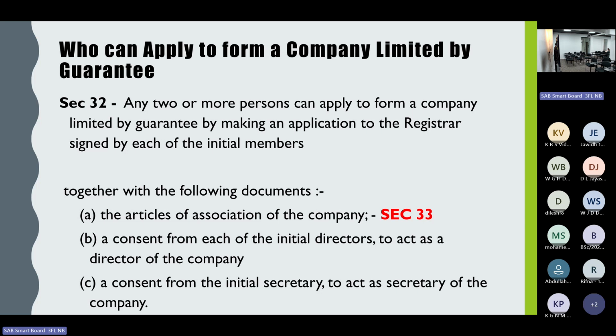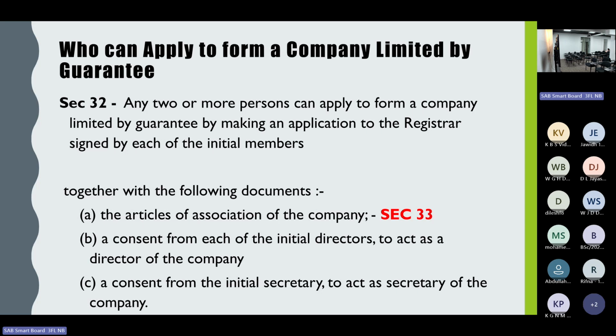For the guarantee company, minimum members are 2. That is, I said any 2 or more persons. For a limited company, any person, no, one person, right? That's another difference between a limited company and a guarantee company: limited company one, guarantee company 2.